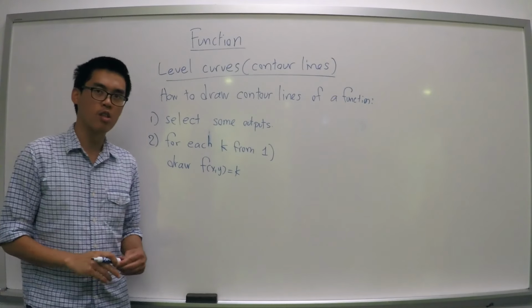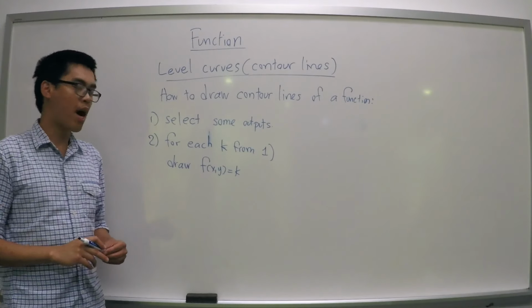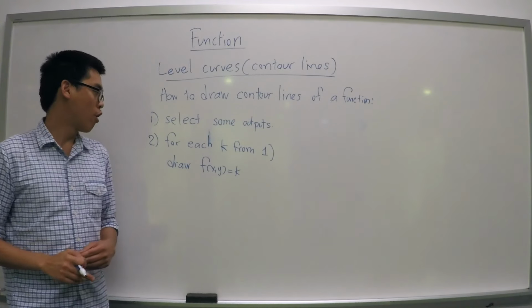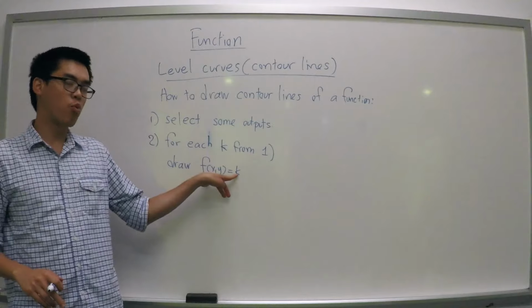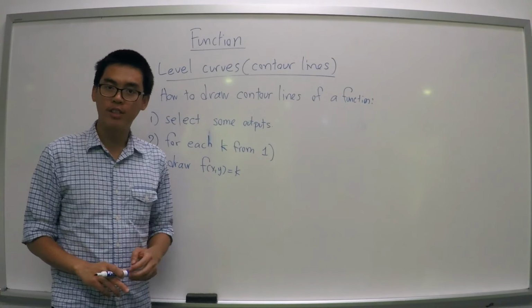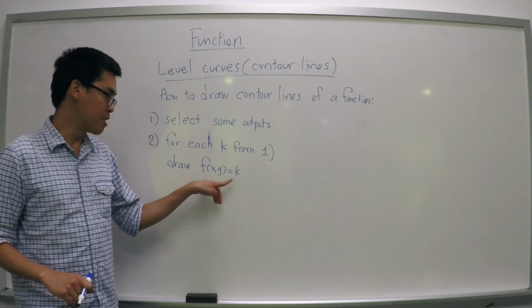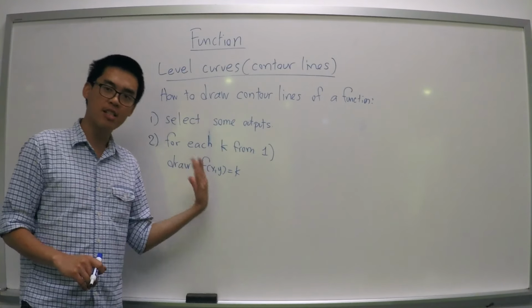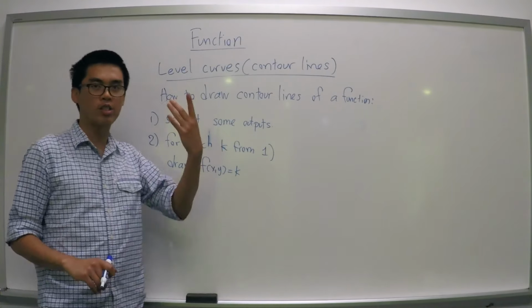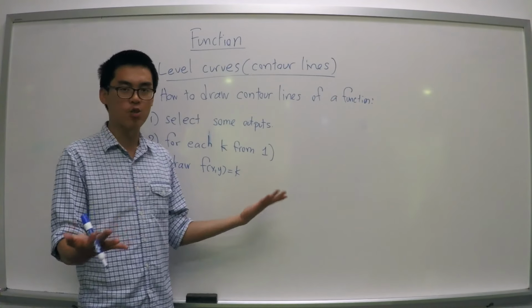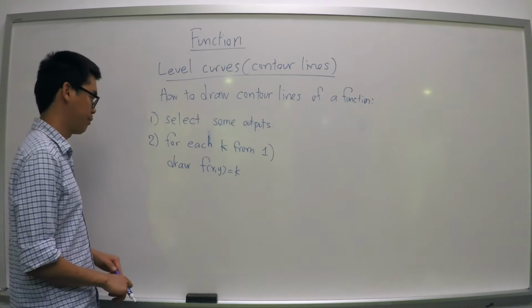Step 2 is, for each k from part 1, we draw the graph of f(x,y) equal to k. The important takeaway in step 2 is that there is no z in this equation, which means it is an equation of two variables. Therefore, we can draw the graph of this equation on a plane, on an xy plane, instead of in xyz space.